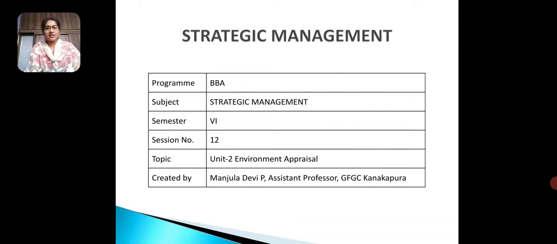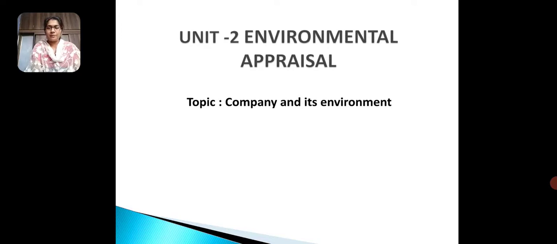In this session, I would like to discuss Unit 2, Environment Appraisal, of Strategic Management of 6th semester Bangalore University. So in this Unit 2, let's see what is the topic that we'll discuss for today. It is company and its environment. So what is company and how environment is associated with the company, or how company has its link with its environment.